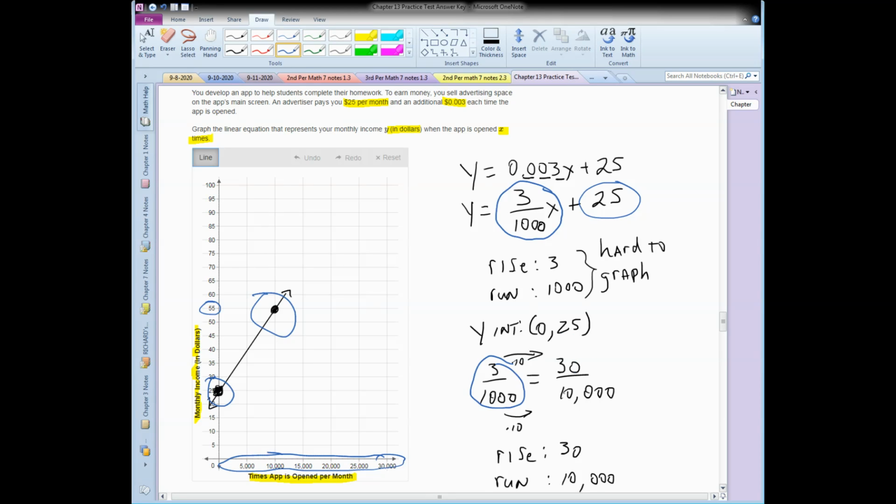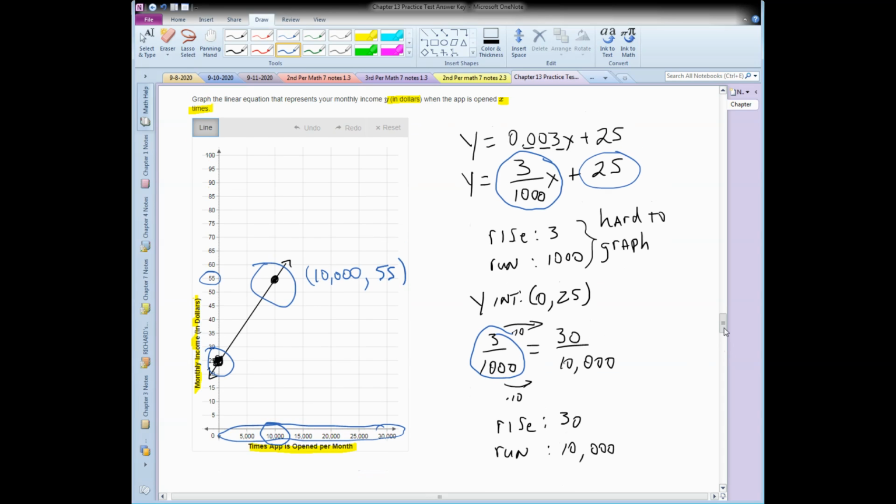And my run of 10,000, I can find that value on my scale down there on my x-axis. So I can plot this point. Okay, I can plot the point 10,000 and 30. I'm sorry, 10,000 and 55, not 30. Let me get my blue. So I can plot that point, which means now I can draw a line through it. All right, so that's how you solve that problem. You'll see a problem similar to that on your test.